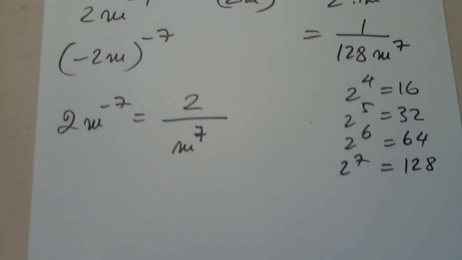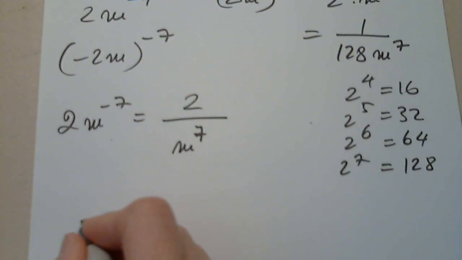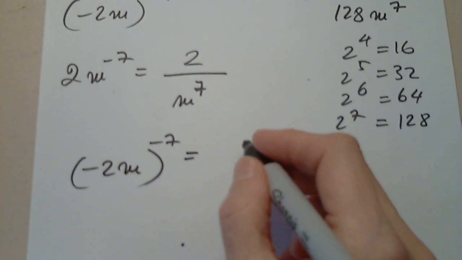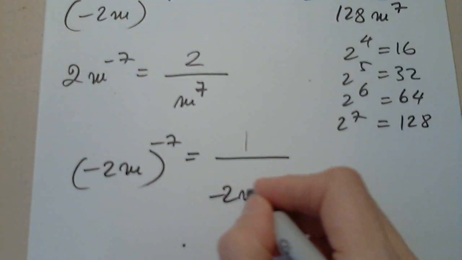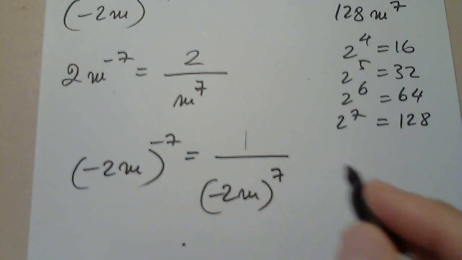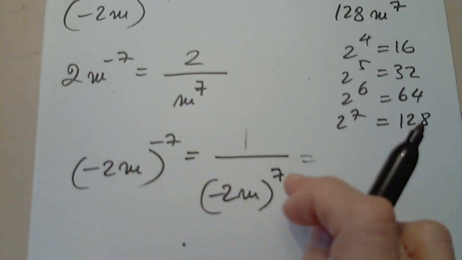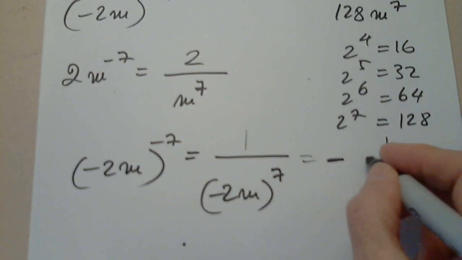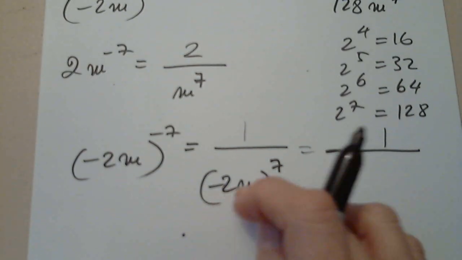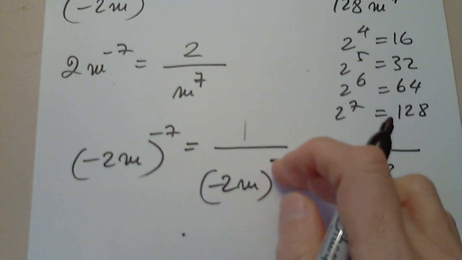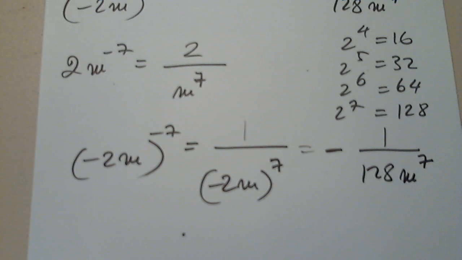The last one is the same as the first one because negative 2m to negative 7 is 1 over negative 2m to the 7th power. And now negative to the 7th power is negative, and I can put it in front. 2 to the 7th is the same thing, 128. And m to the 7th is m to the 7th.